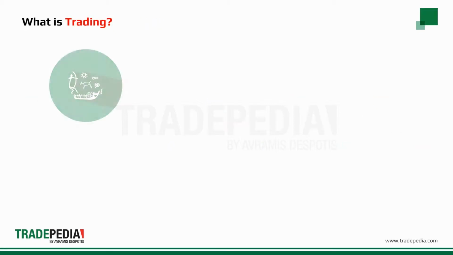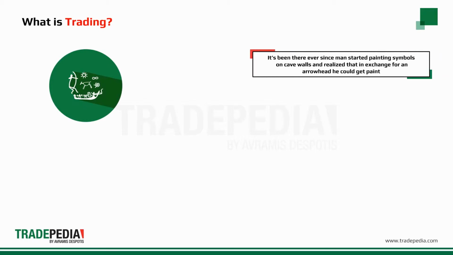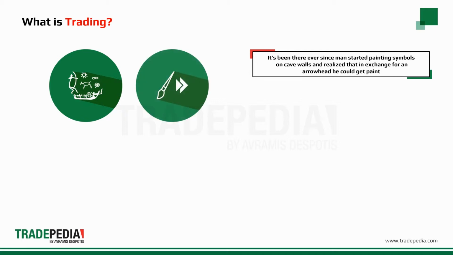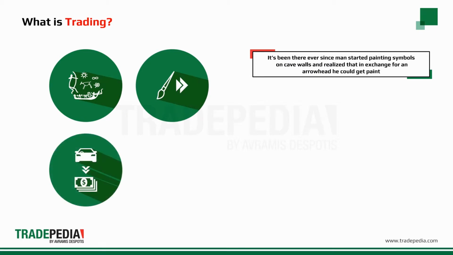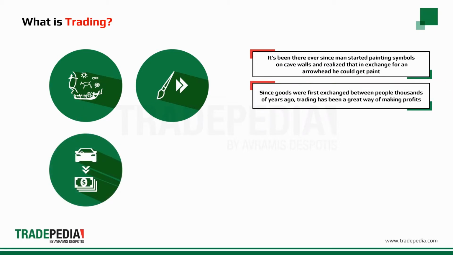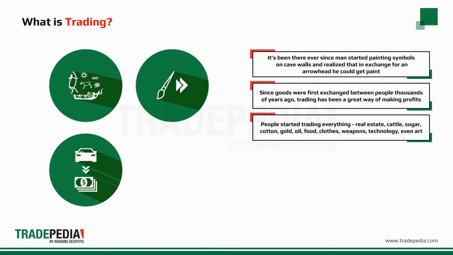The origins of trading date back to prehistoric times. It's been there ever since man started painting symbols on cave walls and realized that in exchange for an arrowhead, he could get paint. Some 10,000 years BC, exchanging cacao leaves for shiny stones was as common as selling cars for money today. Since goods were first exchanged between people thousands of years ago, trading has been a great way of making profits. People started trading everything: real estate, cattle, sugar, cotton, gold, oil, food, clothes, weapons, technology, even art.